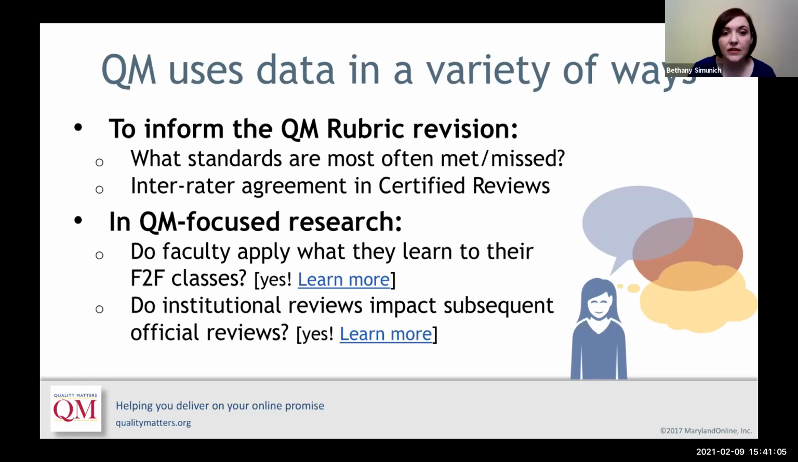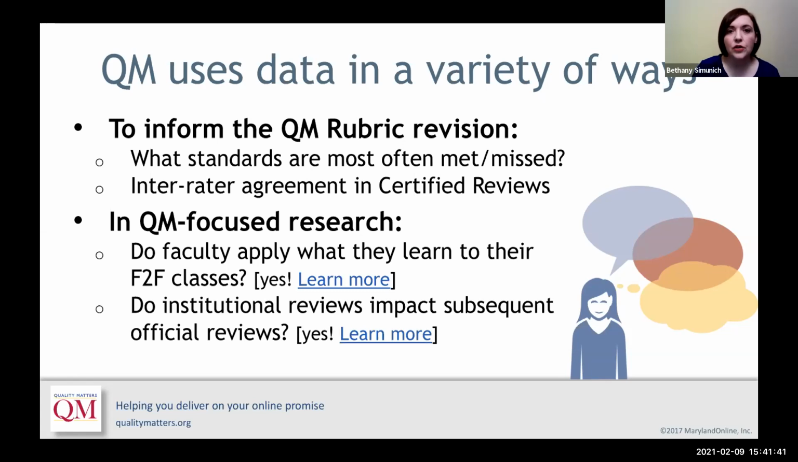Something else that we look at is inter-rater agreement and certified reviews. So for any of you that are peer reviewers or master reviewers, you know that it's majority rules. Not everybody has to agree, and that also respects the subjectivity and the individual perspective of our faculty and our reviewers when they're taking the student perspective. But we look at that inter-rater agreement, because if we find that, for example, some standards really don't have a lot of agreement across reviews, again, it's something for us to look at. Perhaps there's something in the wording of the standard or something else we need to examine there.